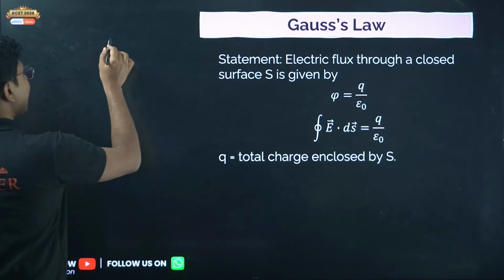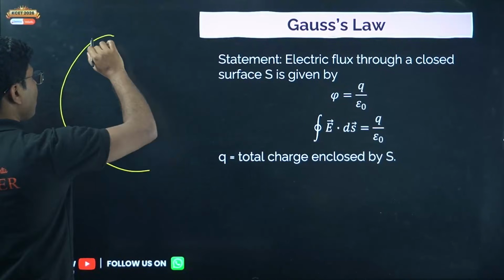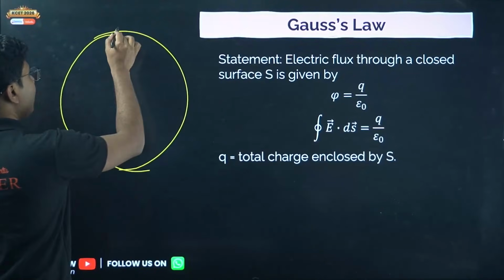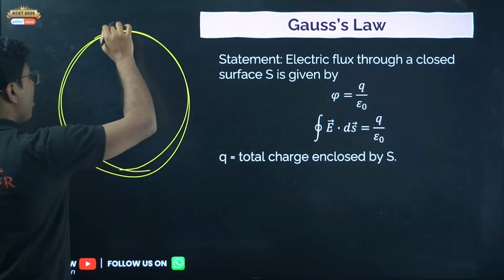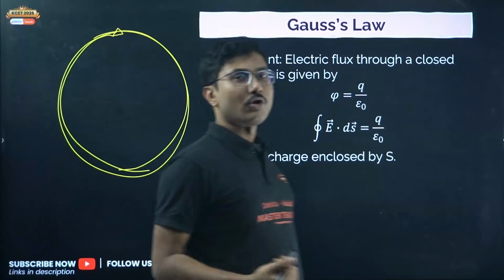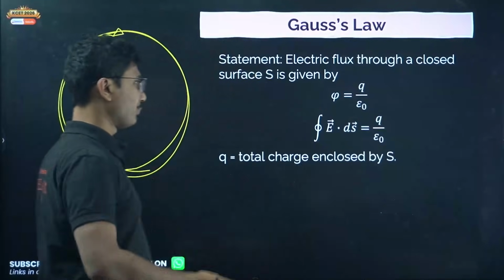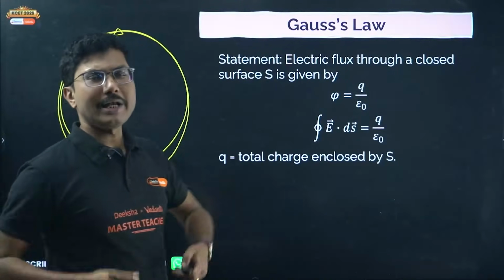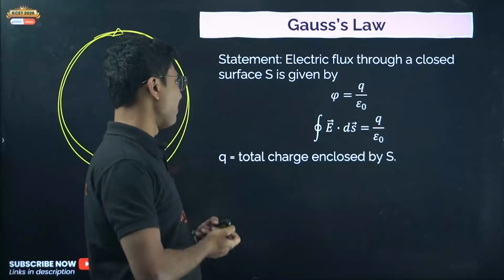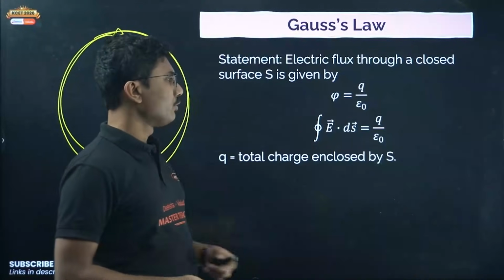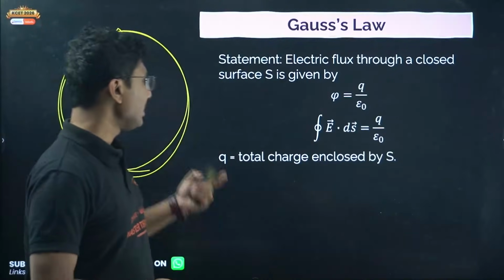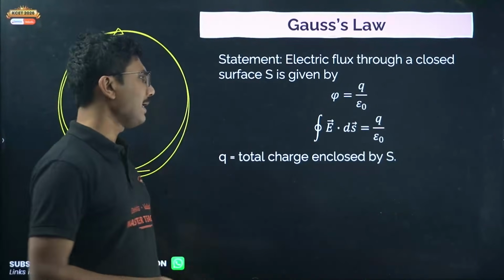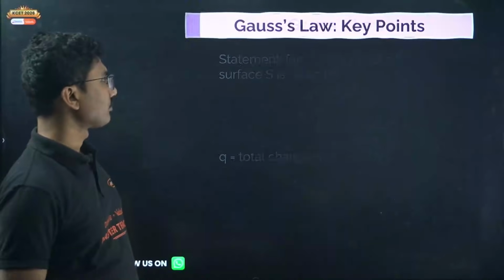Closed integration means, suppose we have a closed surface, if you start at a point and after doing all the integration you go back to the same point, then it is called a closed integration. Closed integration means starting point and finishing point are the same. Q equals the total charge enclosed by capital S.